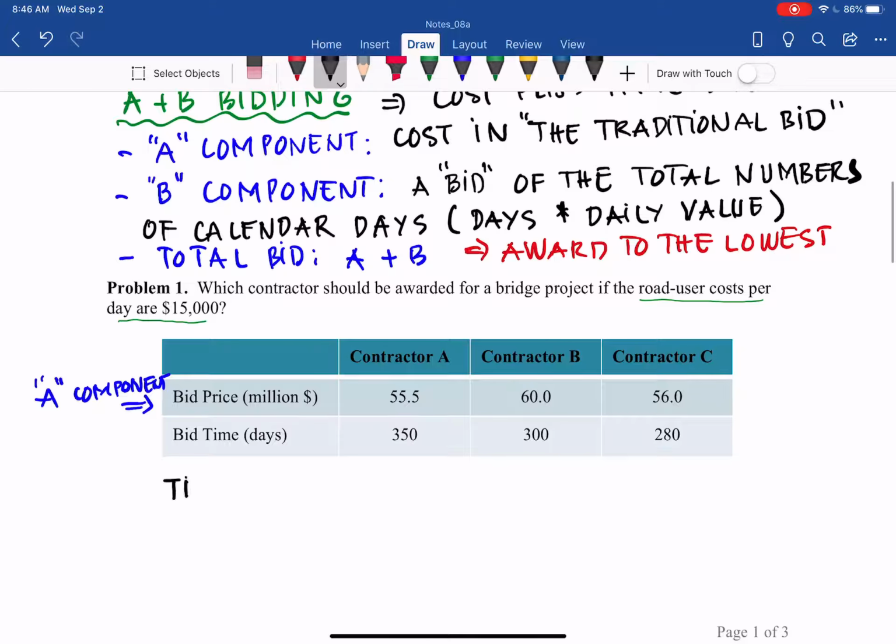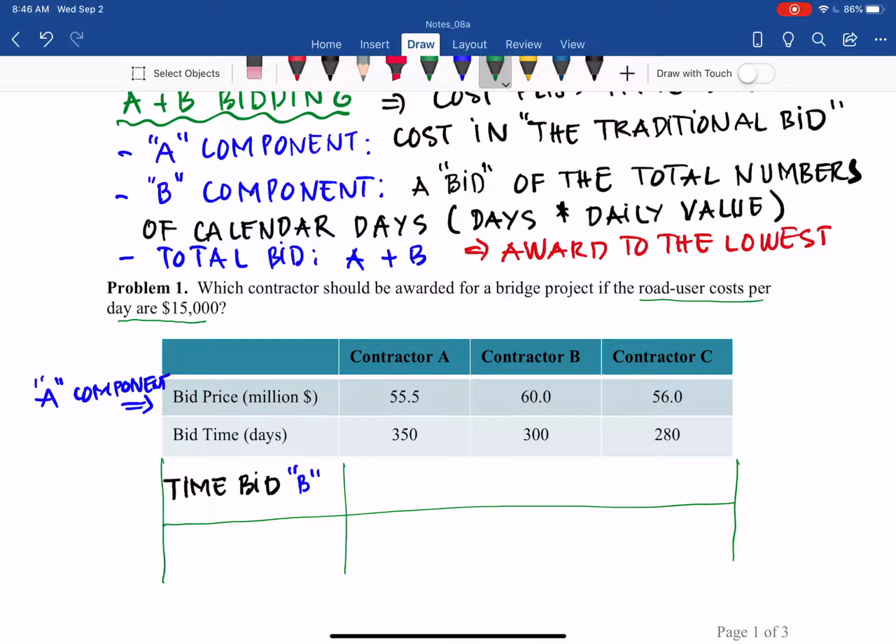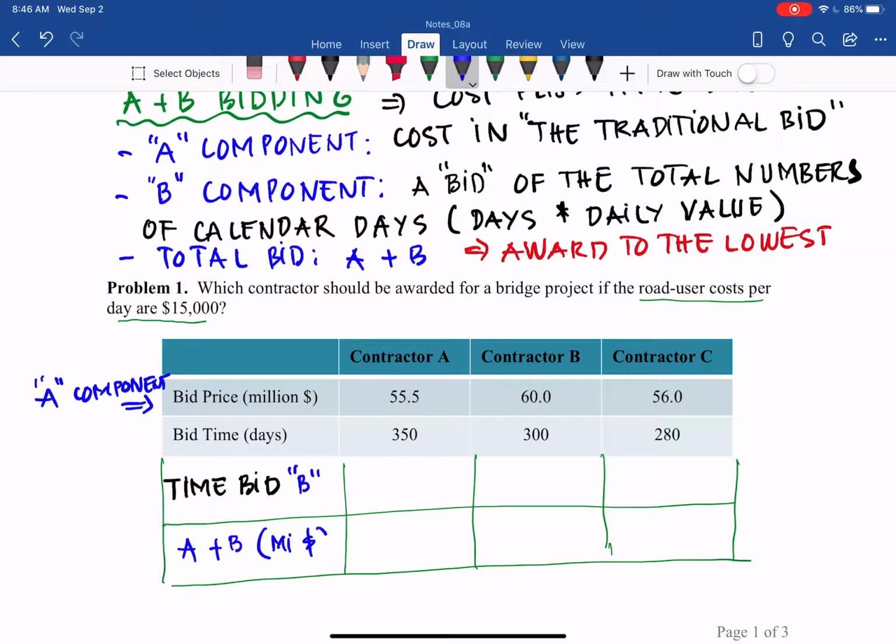So with that, we can find the bid time in days, and that is basically the B component, and we can extend that further. And of course, the last one that we will have is the total A plus B, and that will be in $1 million. And as you can see, B is the bid time times the daily value.